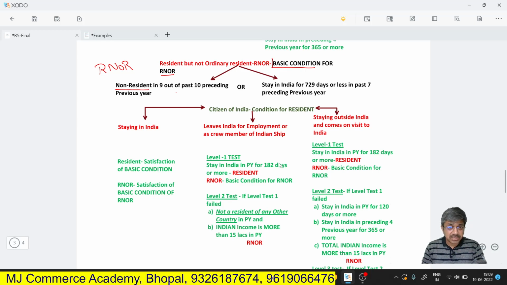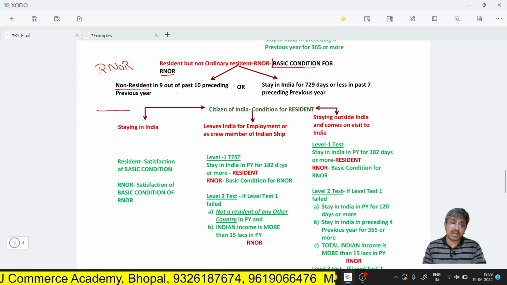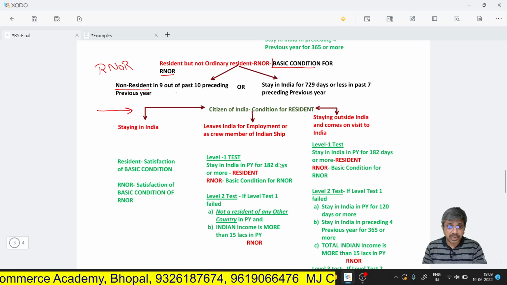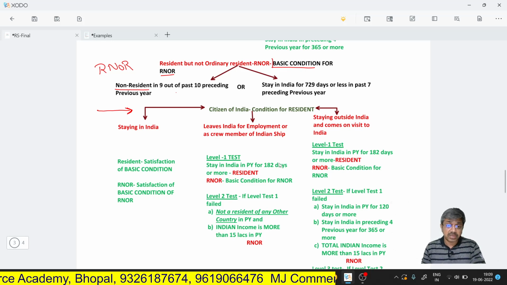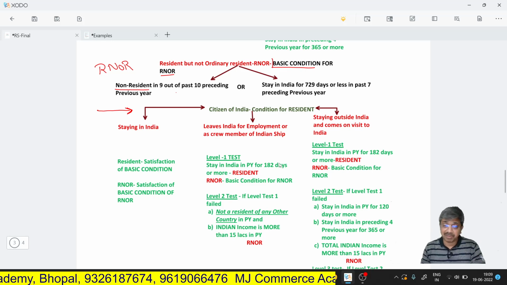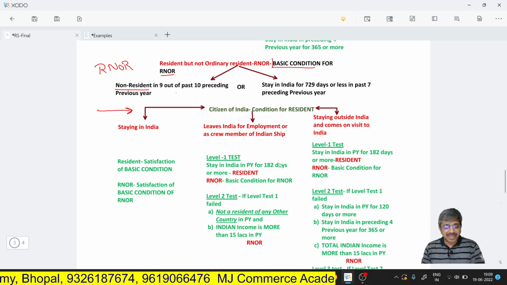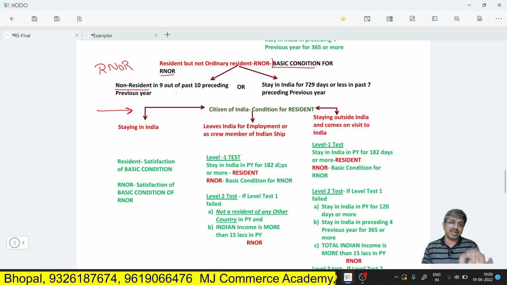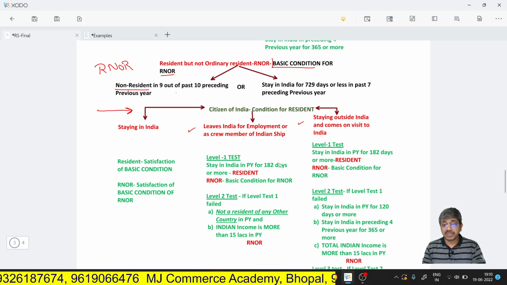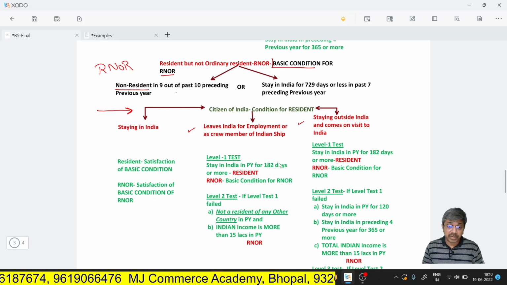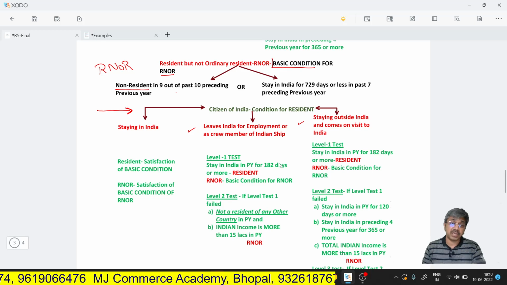Now comes the critical thing: how to determine the residential status of an individual being a citizen of India. This is important because in this category many variables are involved. The first three variables are about the individual's stay in India in the previous year, meaning he is not falling in these two special categories. He is falling in a residual category, which I describe as staying in India.